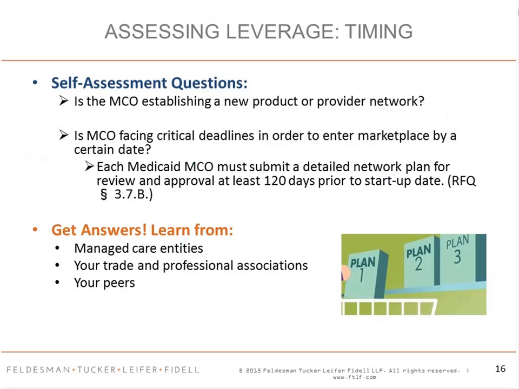The third aspect is to consider timing issues, because timing can also make a difference in what kind of terms you can obtain from the managed care entity. If they're under strict deadlines for proving to the state, for example, that they have made their network adequacy requirements, that they satisfy those requirements, and there's a deadline that they have to submit information to a state, and they're not quite there yet, then clearly you have the upper hand here because they need you at this time, maybe more than you need them.